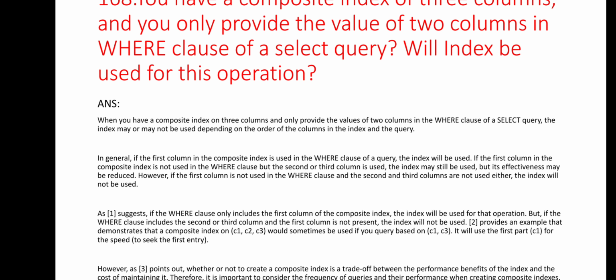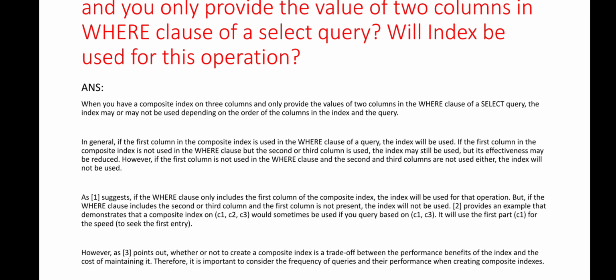and the query. In general, if the first column in a composite index is used in the WHERE clause of the query, the index will be used. If the first column in the composite index is not used in the WHERE clause but the second or third column is used, the index may still be used, but its effectiveness may be reduced. However, if the first column is not used in the WHERE clause and the second and third columns are not used either, the index will not be used.